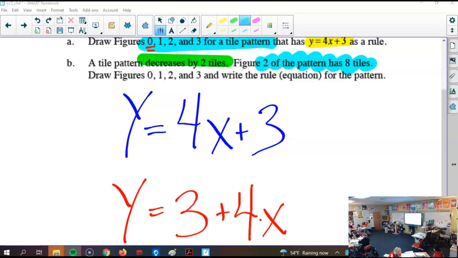Alright, do the math. You guys get to be creative here. Make it look like whatever you want.